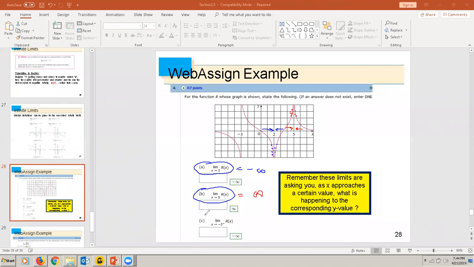All right, let's go to part C. Now, part C is a little tricky. It's a one-sided limit. It says, what's the limit as x approaches negative 3 from the left side? So let me go ahead and approach negative 3 coming from the left side. Let me put some dots on the graph to show what's happening to the y value. See, the y values are getting smaller and smaller. So this left-sided limit ends up being negative infinity.